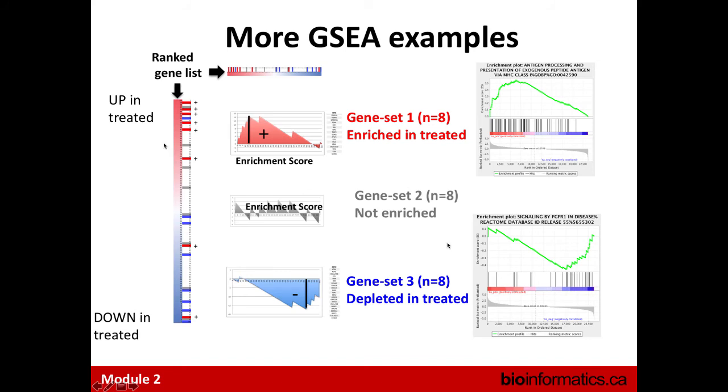So the bars here, are they the overlapping genes between the gene set and our rank list? Yeah, exactly. That's all the genes that are contained in the gene set that we are testing, and that tells you the position in the rank list of all those genes. What about genes that are in the gene set being tested, but they're not in our rank list? Usually they are filtered out by GSEA at the first step, so we don't see them.